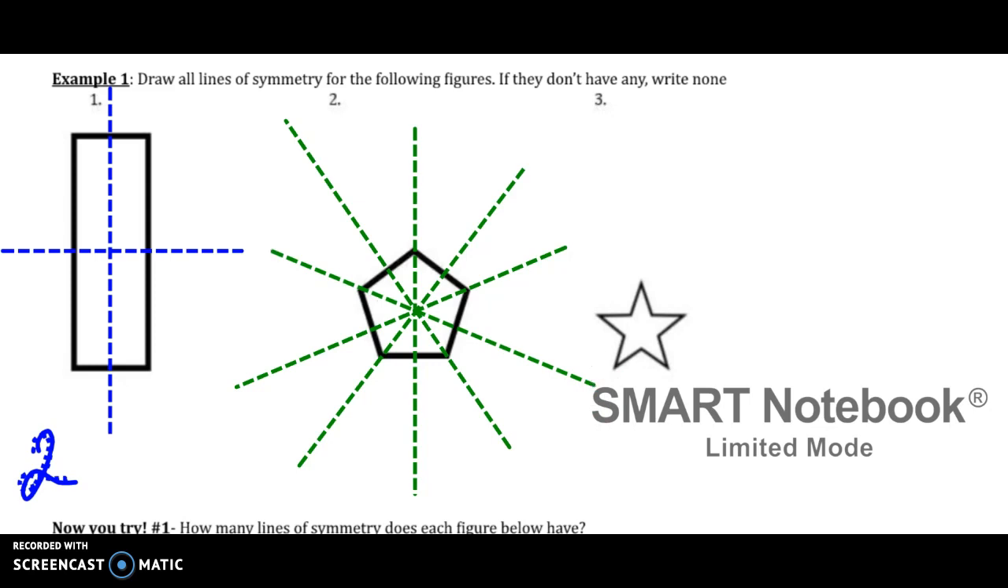So let's see. We have 5 sides, and let's see how many lines of symmetry we have. 1, 2, 3, 4, 5. Now notice down here, this is the same line as number 1, and so the lines go through the figure, so I'm not going to count these. So I just want you to think, if we have a 5-sided regular pentagon, right, we have 5 lines of symmetry.